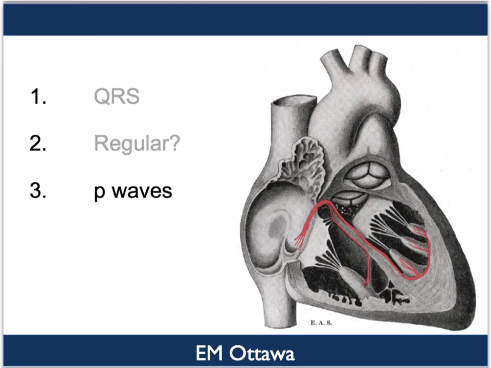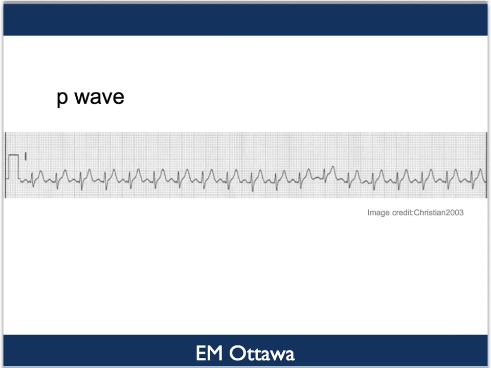Third, are there P waves? P waves, as you know, denote sinus activity. Any sinus rhythm should have P waves. Sometimes, if the rhythm is very fast, they are hard to see. Most of the time, you should be able to see P waves in front of the QRS complexes, as shown on this rhythm strip.